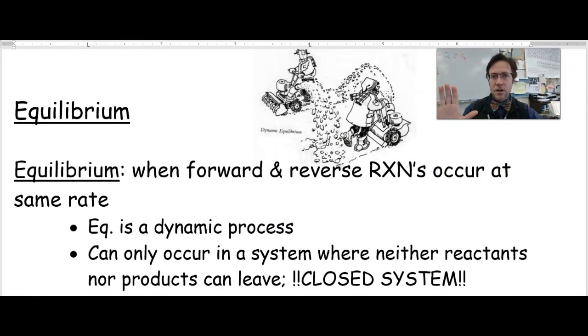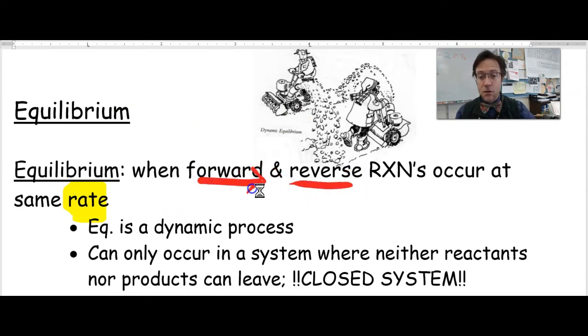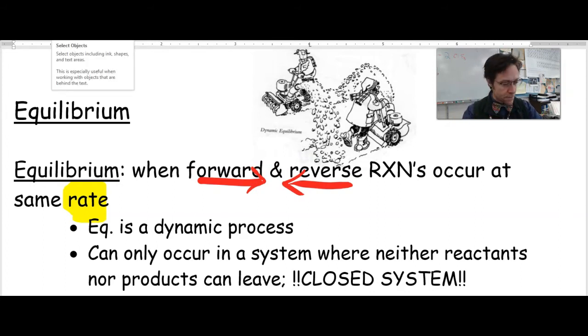Anytime we say the word equilibrium, what it means is that the forward reaction and the reverse reaction are happening at the same rate. In other words, they're going at the exact same speed. So that way and that way, exactly the same. Got it? That's all we can say about equilibrium: the forward reaction and the reverse reaction are going the exact same speed. You can't say anything else with assuredness.